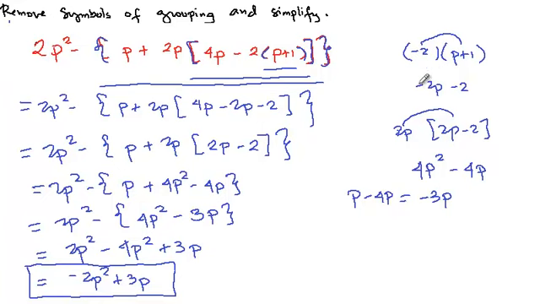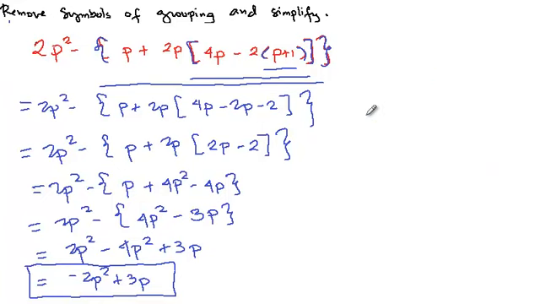Okay, so let me erase the rest of the writing. So let's do the checking. Okay, when we check, what will we do? We put values to p. It's up to us really what values of p we will use. For me, it's better to use 1. It's simpler and less troublesome.